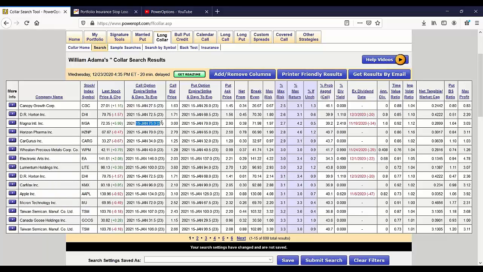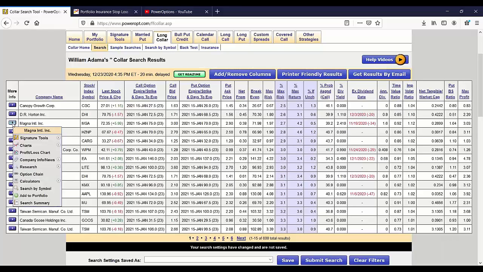Selling just an out-of-the-money 75 strike for $3. Buying a 70 strike January put to get a midpoint net premium of 38 cents. Max return if the stock goes up to 75, 4.2%. And a max risk if it falls of only 2.7%. I'd be really interested to see if there's a 72.50 available on this particular stock. It would have come up.